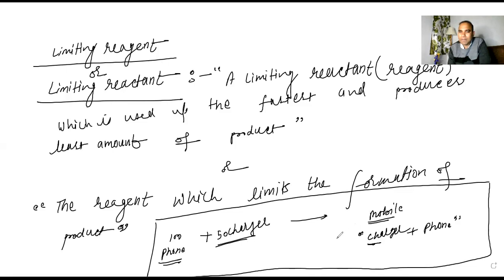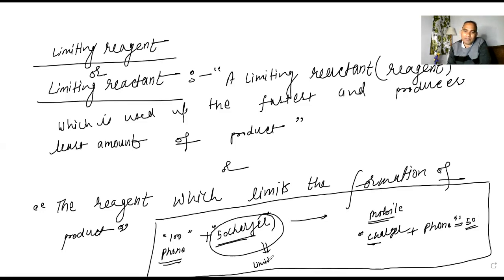The number of phones is 100, and chargers you have 50. So the total pairs you are selling together are 50 only. Why is it 50? It should be 100. What is the problem? Which one is lesser in amount? The chargers. Chargers are lesser in amount, so the product is less. Otherwise, if the chargers were 100, the product could be 100.